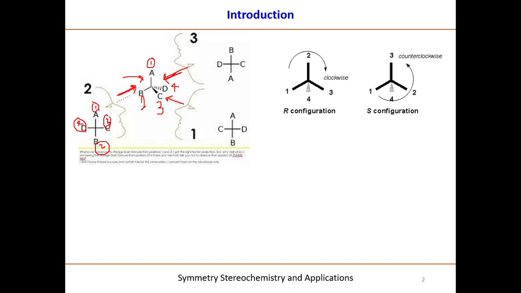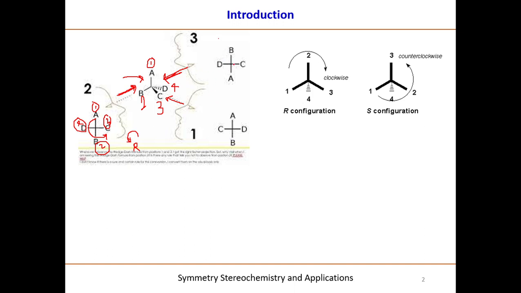So here we will see which direction it's moving. 1, 2, 3 means it is counterclockwise direction. You can see here it is anti-clockwise. But the lowest priority group is present on the horizontal line, so it will become R. That means the configuration for this molecule is R here. Now let's check the other one here.